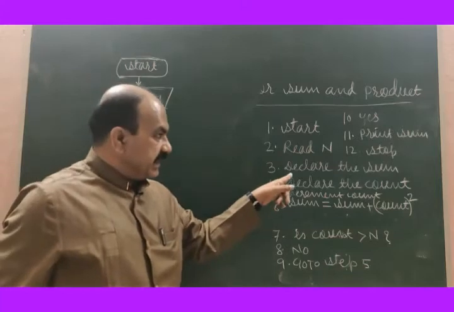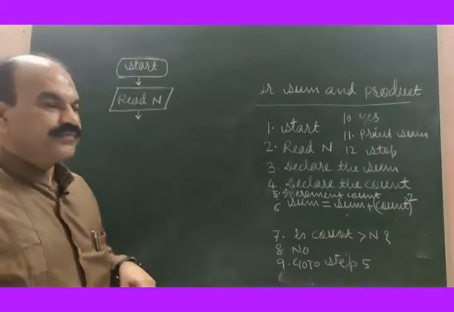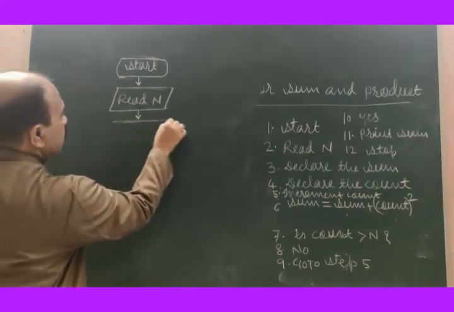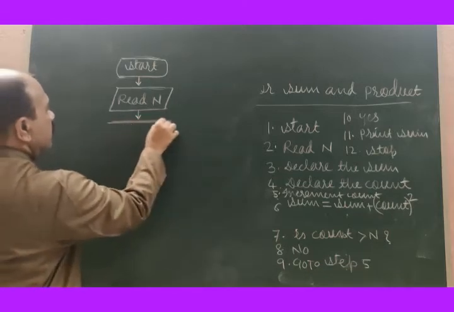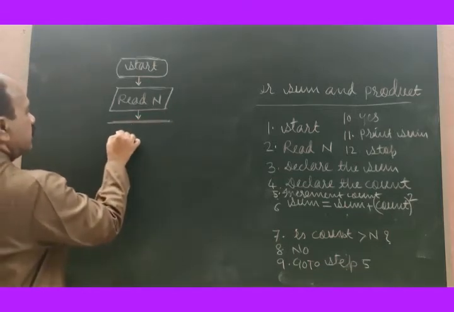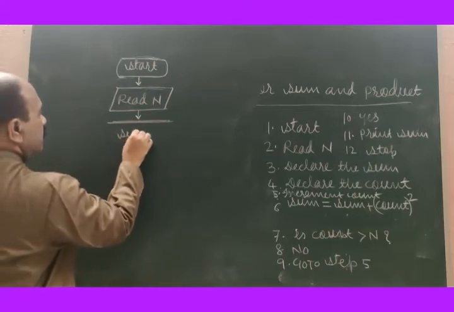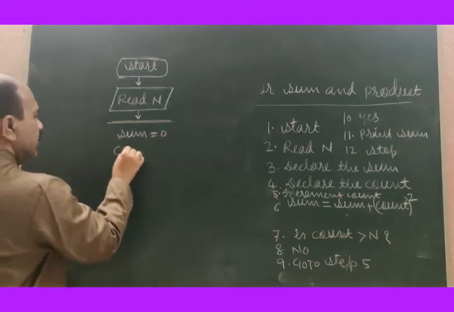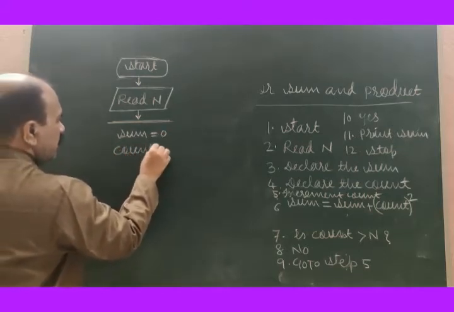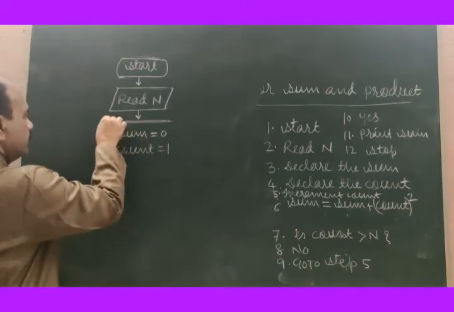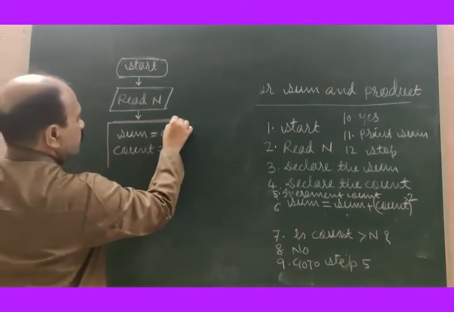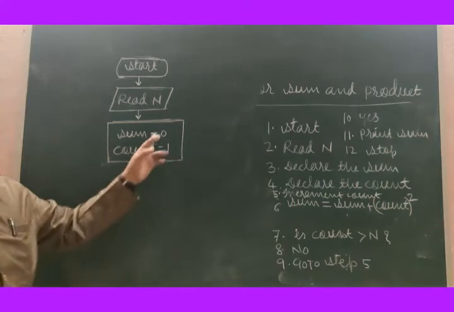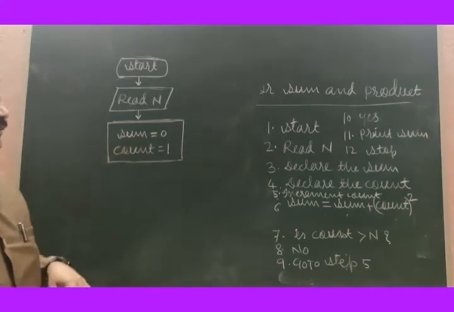Then declare sum and count. This is a process, so use a rectangle. Declare sum is equal to 0 and count is equal to 1. Sum is declared to 0, count is declared to 1.